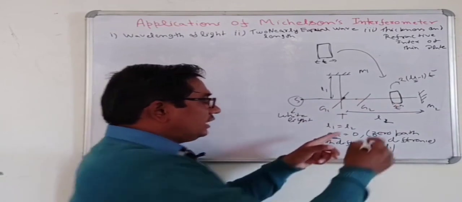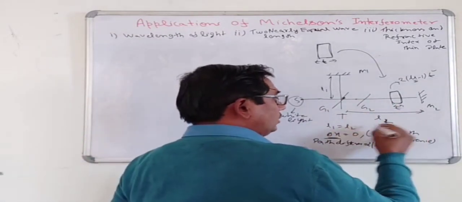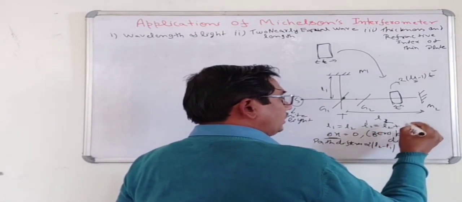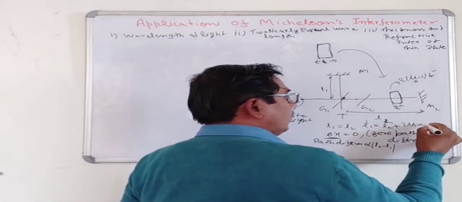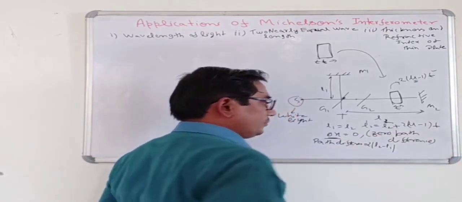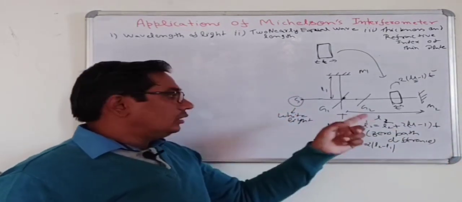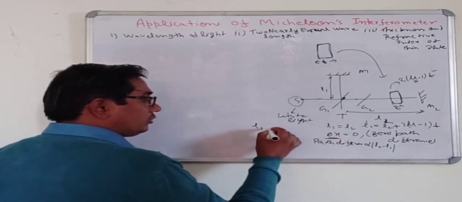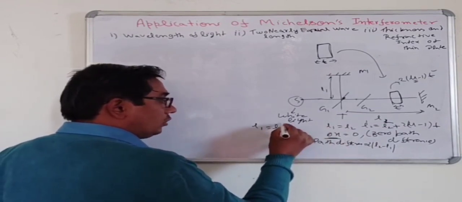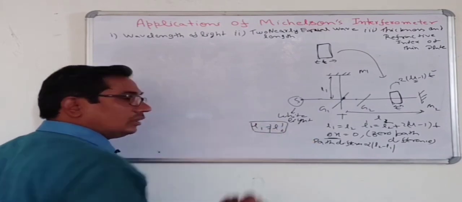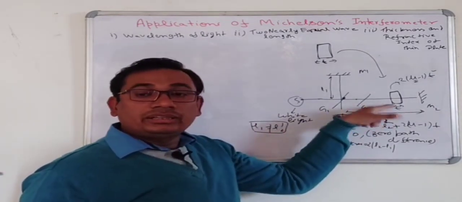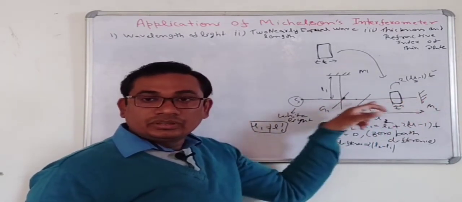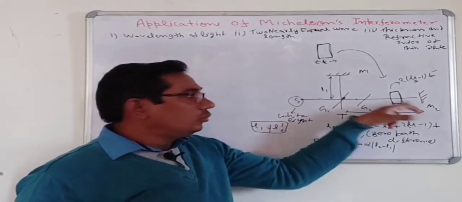Now suppose this length is increased by this amount. The new length L2 dash is L2 plus 2 (mu minus 1) into T. Okay, what will we see? Now L1 is not equal to L2 dash. When you have introduced this plate at mirror M2, this is M2, this is M1.